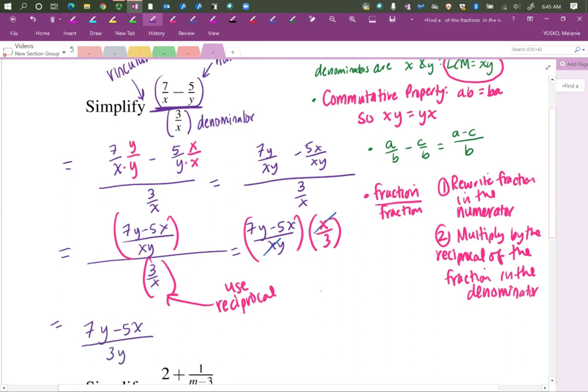And you may be wondering why I did that. But if I have a over b times c over d, I multiply the numerators and multiply the denominators. I get ac over bd.